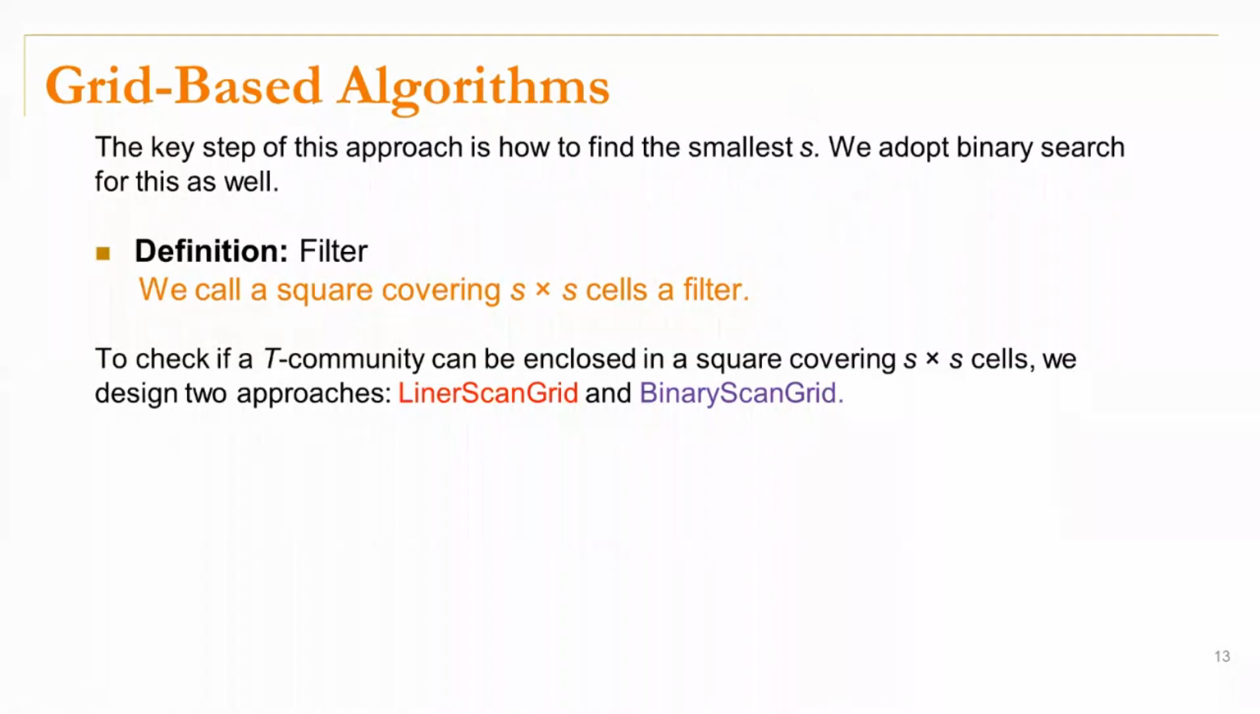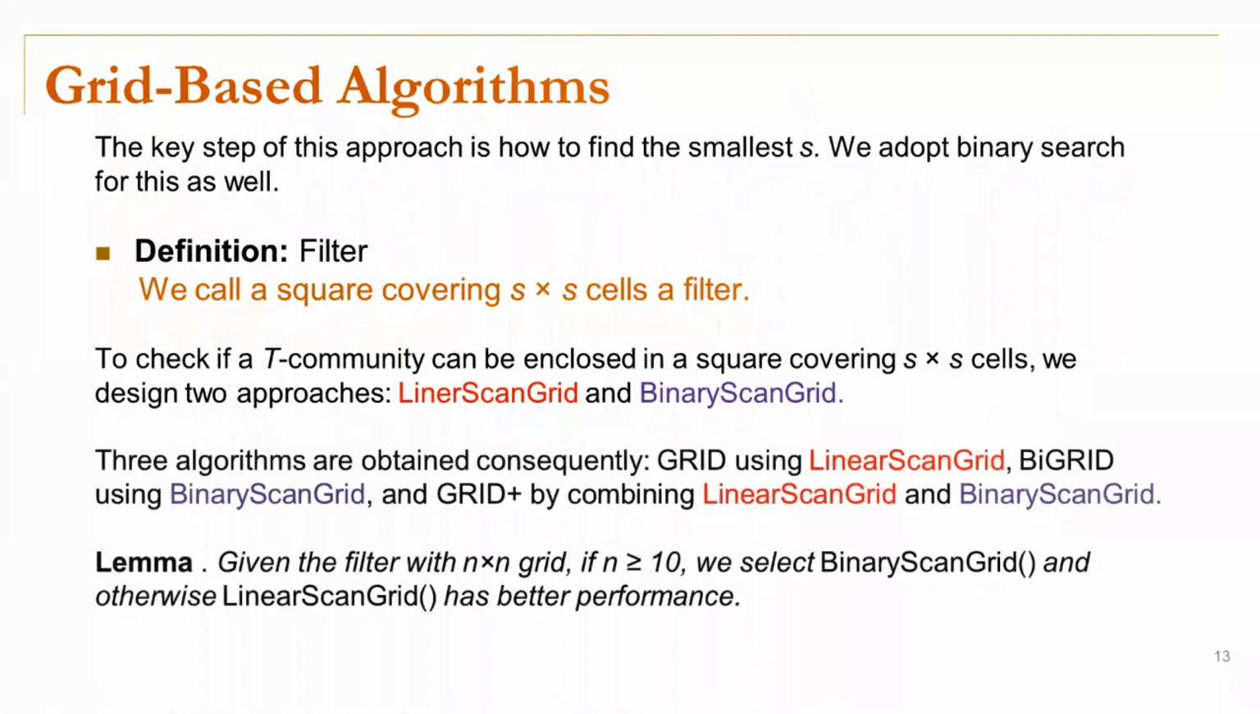We adopt binary search for this as well, and we call a square covering S times S cells a filter. To check if a T community can be enclosed in a square covering S times S cells, we design 2 approaches, linear scan grid and binary scan grid. Consequently, 3 algorithms are obtained. Grid using linear scan grid, the second algorithm BiGrid using binary scan grid, and the last one Grid plus, which combines linear scan grid and binary scan grid.